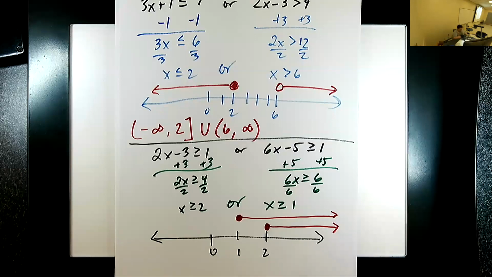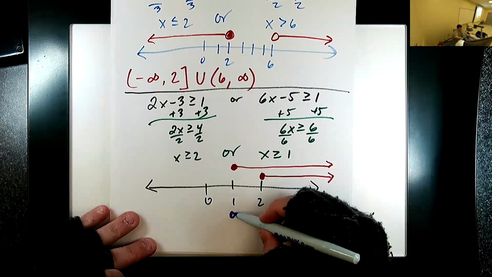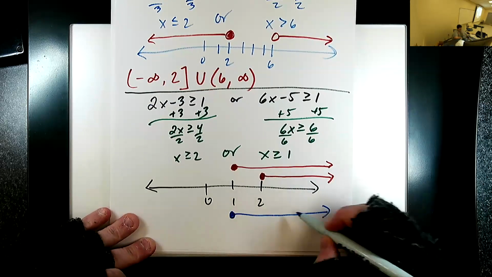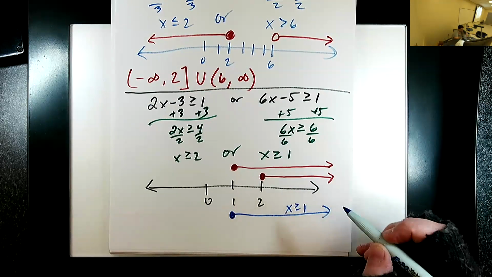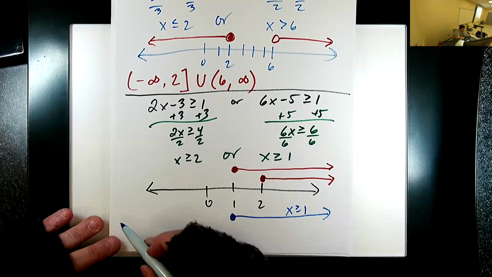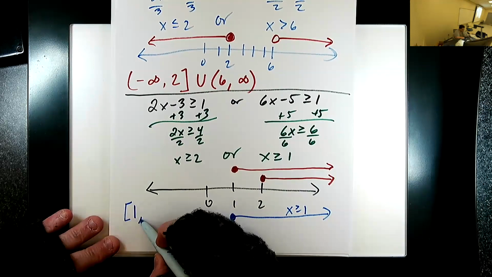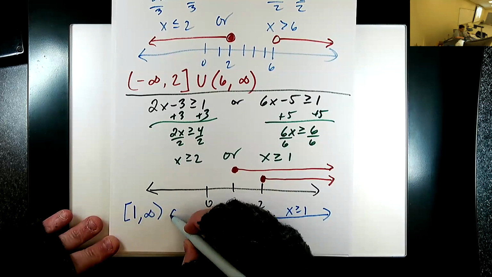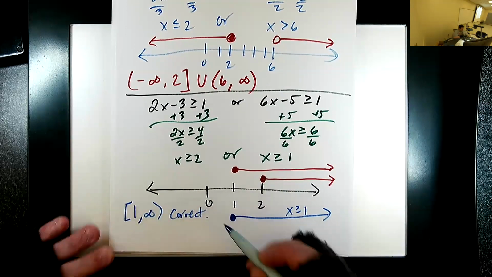So really, the overall net area is just that. It's x is greater than or equal to 1. So the interval notation here is 1 to infinity. This is the correct way to write it.